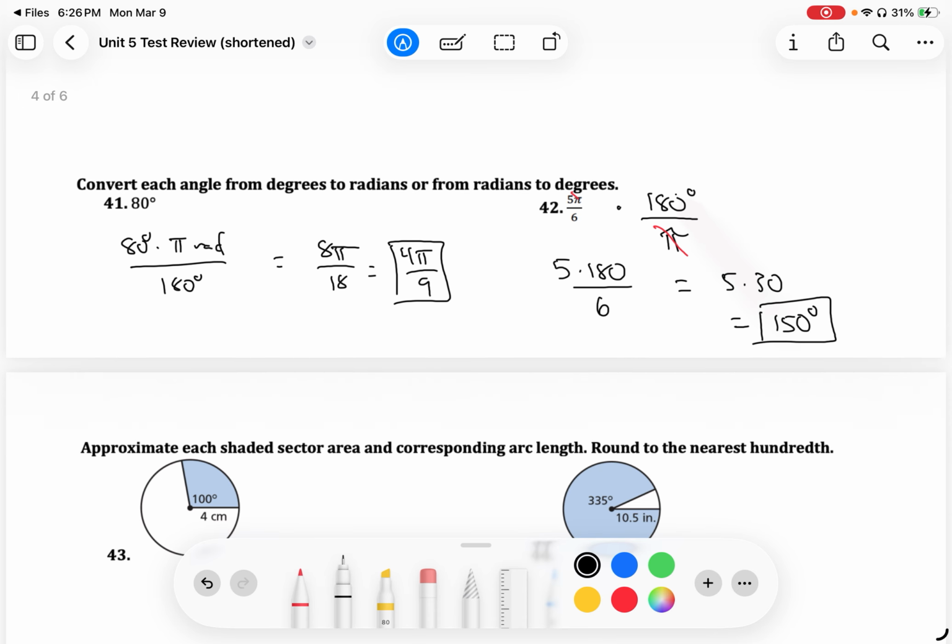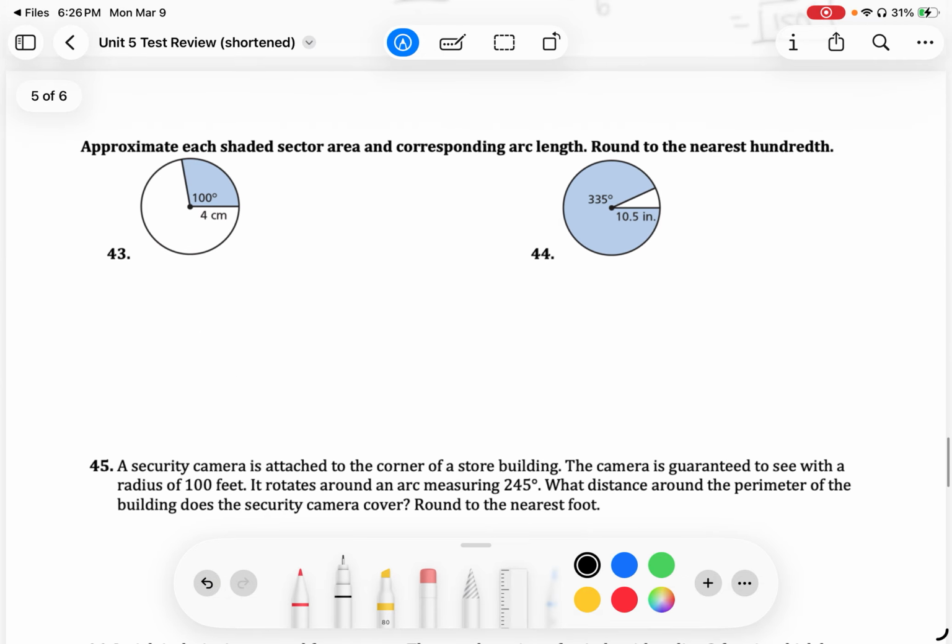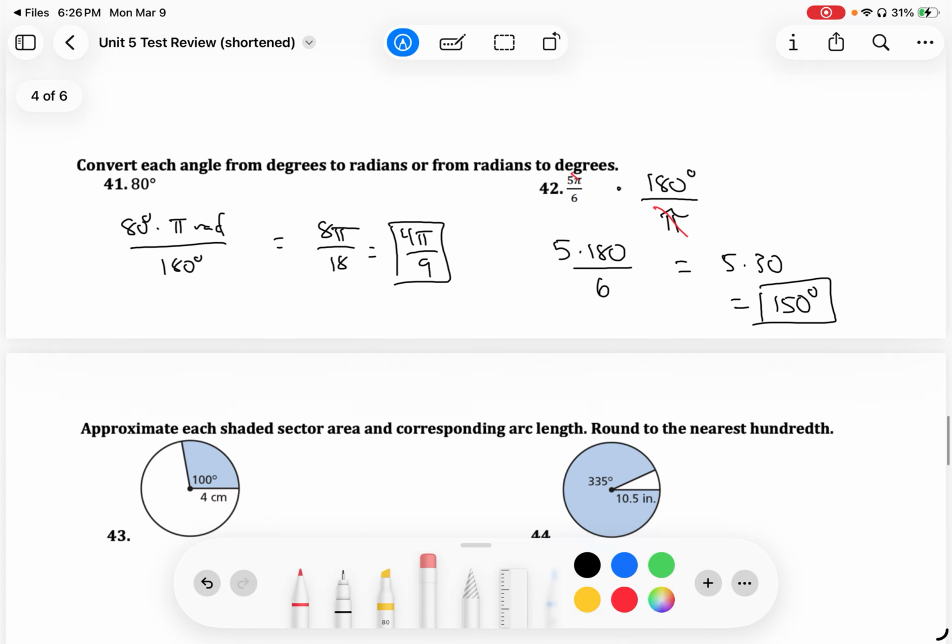So you're always going to multiply by 180 over pi or pi over 180, depending on which direction you want to go. Okay, let's erase.